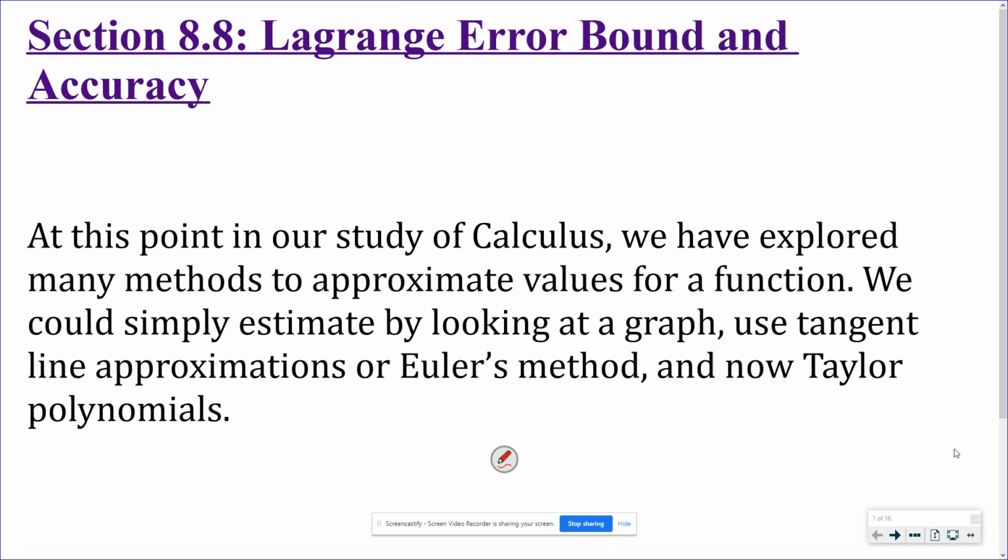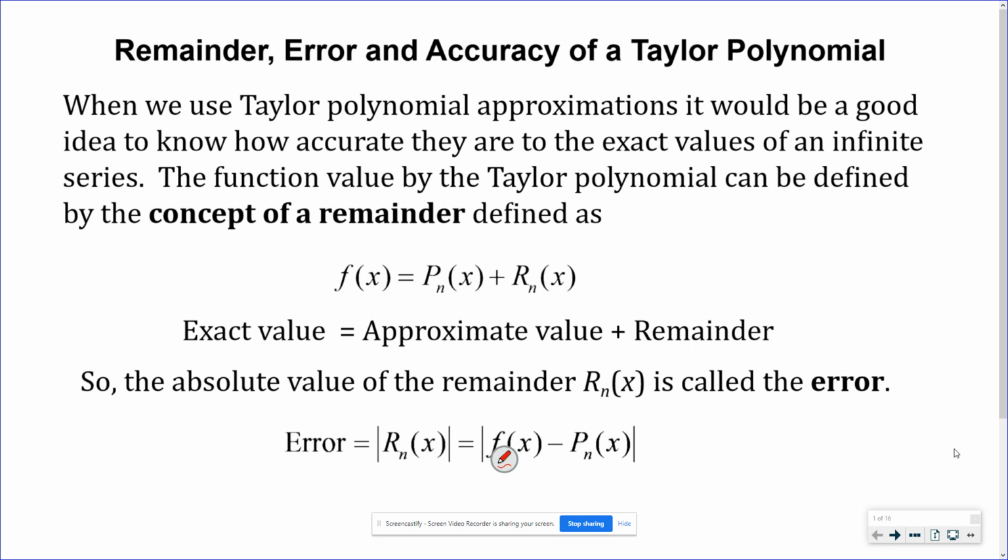Right, section 8.8 is the last in chapter 8. So we're going to finish up the chapter by talking about remainders and error in Taylor polynomial estimations. We talked about this particular concept in the last section, and this concept is just the concept of a remainder.